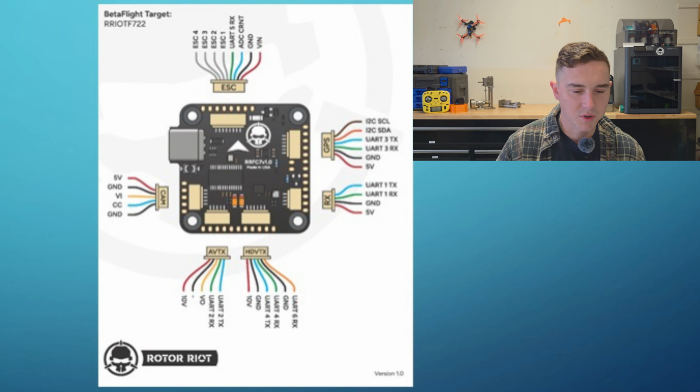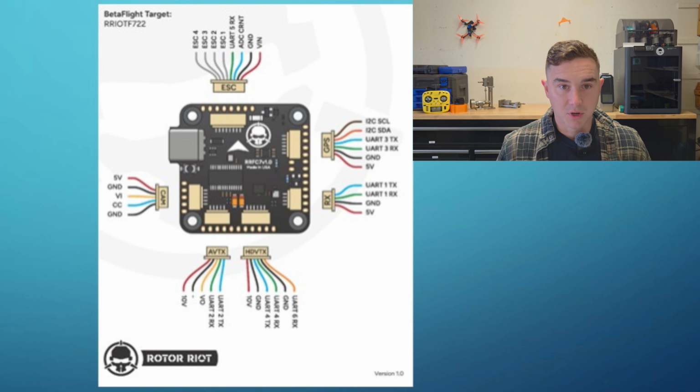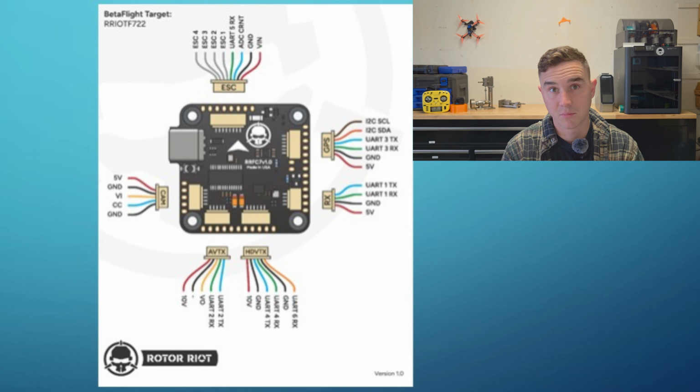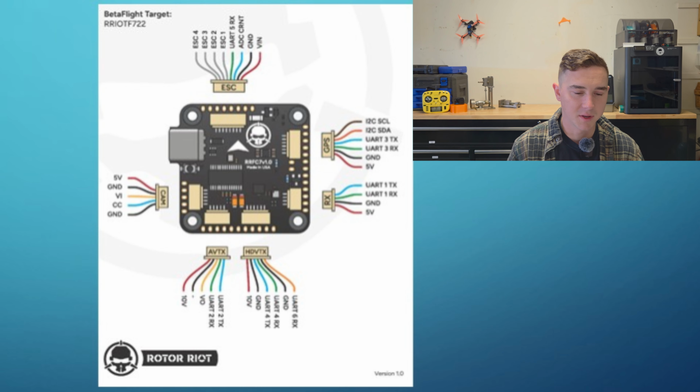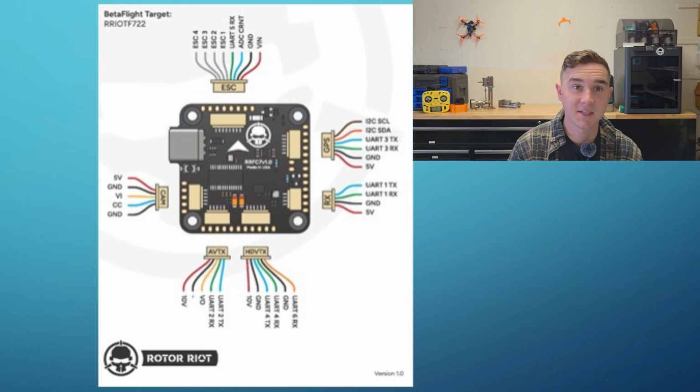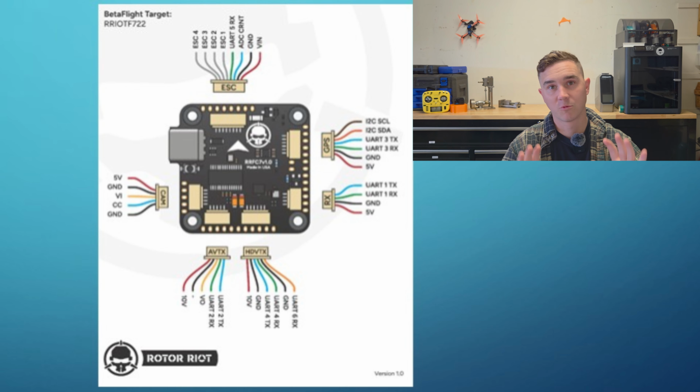If you look at the screen here, you've got a bunch of UARTs. This is from the F7 Brave by Rotor Riot. I just use it as an example because it has plugs and solder pads. On the left-hand side, where it says 5 volt, ground, then you have something called VI. VI means video in, so it's an analog system. That's the camera video in. Then you have CC, which means camera control. We won't get into that right now, but just know you can control your camera from the flight controller.